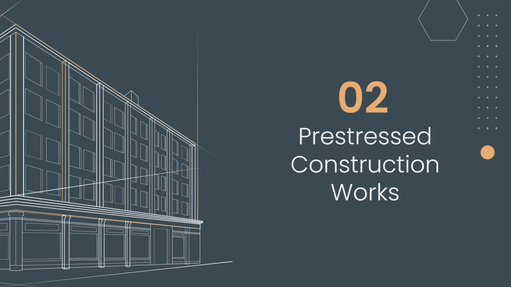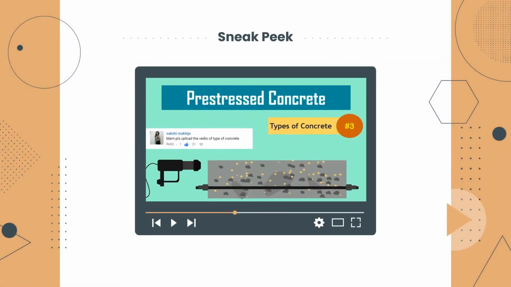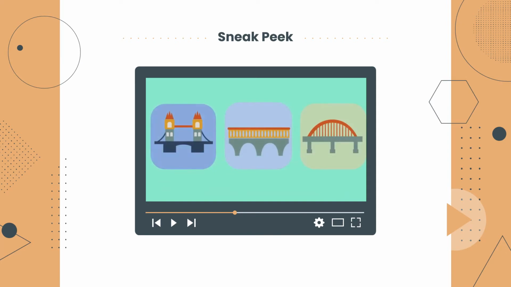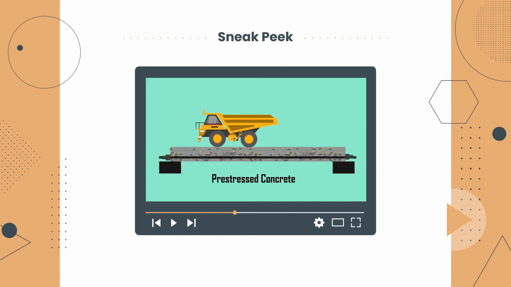Topic 2, Prestressed construction works. Prestressed concrete. In case of big concrete construction projects like bridges, steel reinforcement bars alone won't be sufficient to provide the necessary tensile strength. In this case, prestressed concrete is being used.